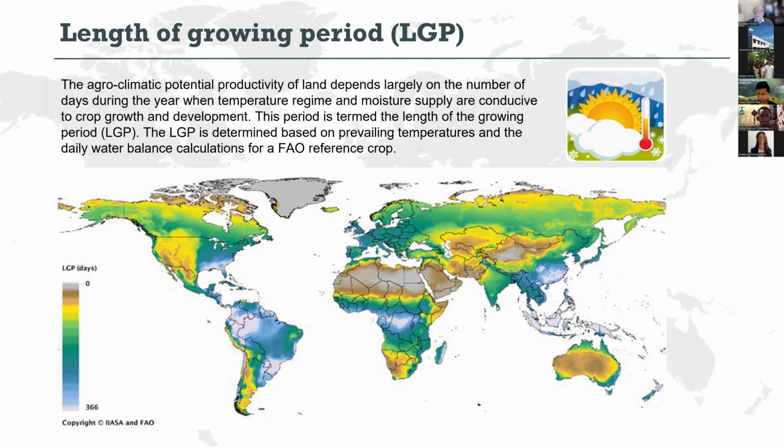And this period is termed the length of the growing period, LGP, and the LGP is determined based on prevailing daily temperatures and the daily water balance calculations for the FAO reference crop. The calculation methods are detailed both in the documentation of AEZ as also in various FAO publications.